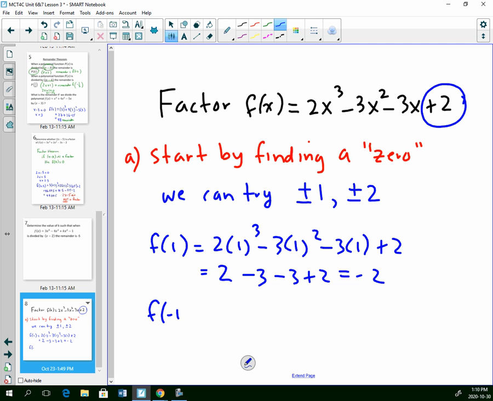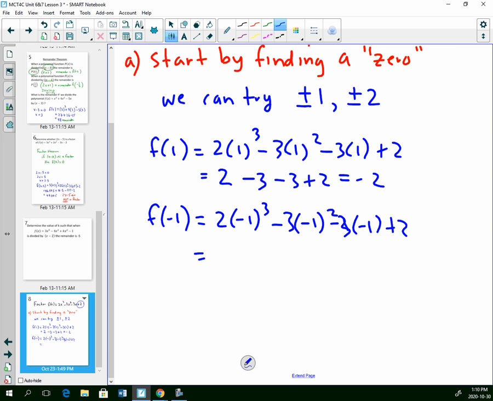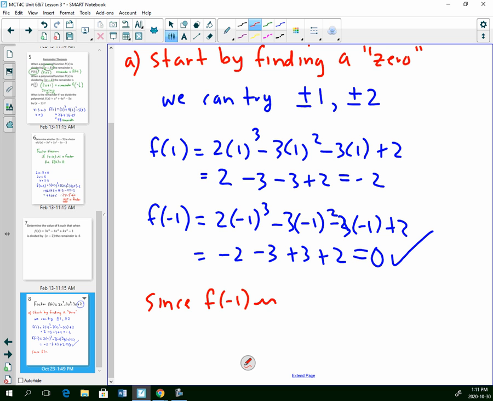So let's try negative 1. So 2, and we'll plug in negative 1. So we get negative 2 minus 3 plus 2. Well, that gives me 0. So there we go. I found a 0. So this is going to get me started. So since f of negative 1 equals 0, let's write that out here, then x plus 1 is a factor.